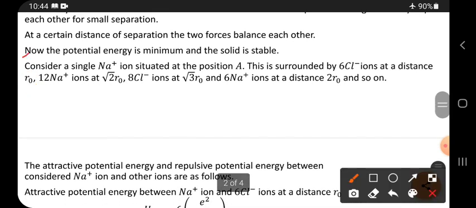Now the potential energy is minimum and the solid is stable. Where the two forces balance, the potential energy becomes minimum, meaning less potential energy is present, and then the solid becomes stable.